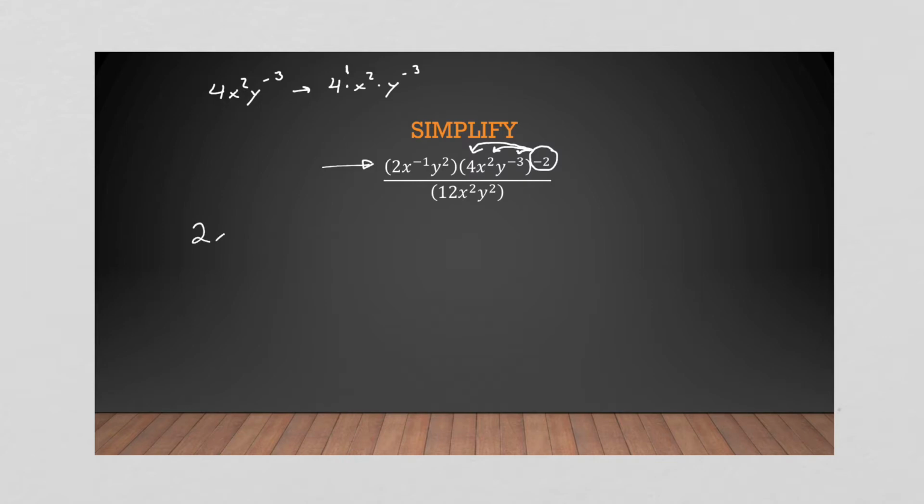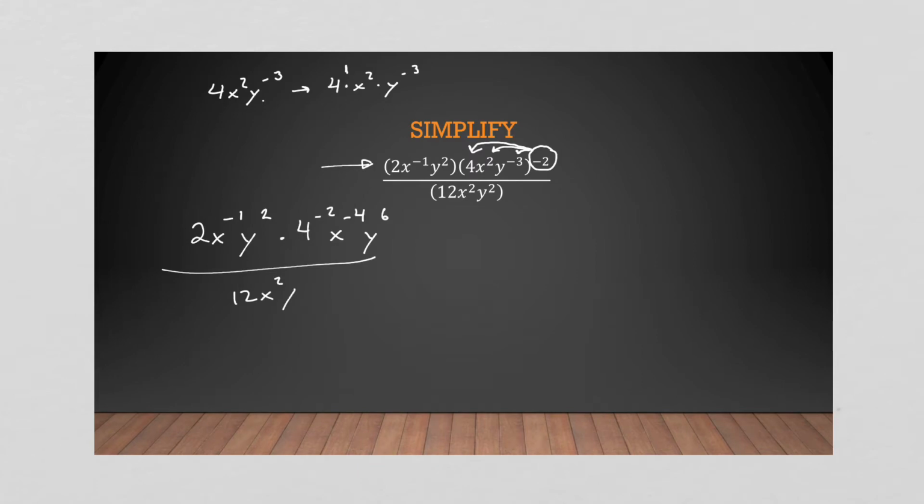That gets forgotten a lot. Don't forget. So now what you have is 2x to the -1, y squared times 4 to the -2, x to the -4, y to the +6, and then all over 12x squared, y squared. Now what I'm going to do next is combine things I can combine on the top. Now obviously I can't do anything with 2 and 4 because they're different bases. We could remedy that later, but let's just do it this way instead.